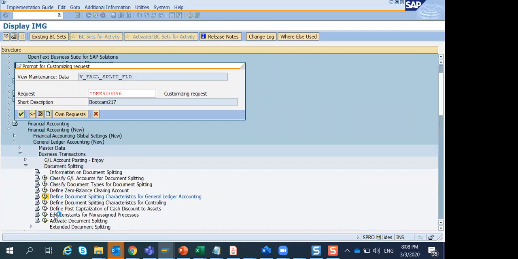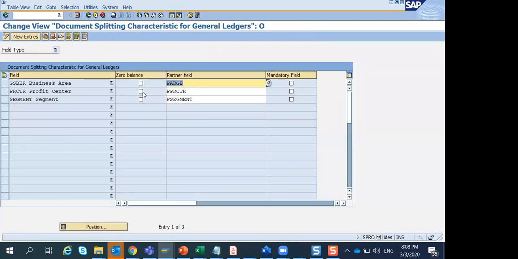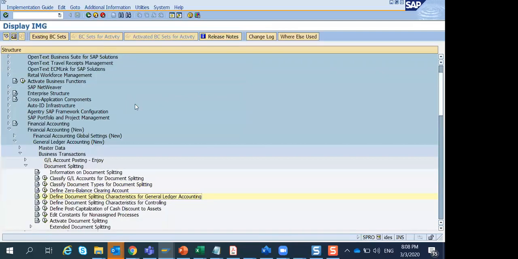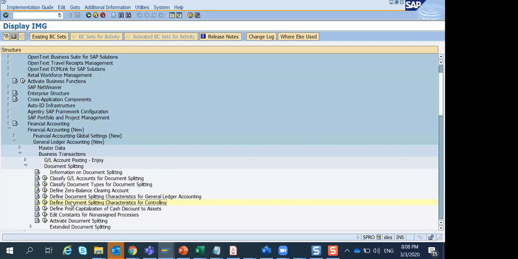I deactivated the document split zero balance. There was a checkbox for the document splitting, and I unchecked it because I don't want zero balance right now. I want to do it without zero balance, then I'll do it with zero balance later on. Let me come back here for controlling. Let me see here. This one I don't need. I don't need this one here.